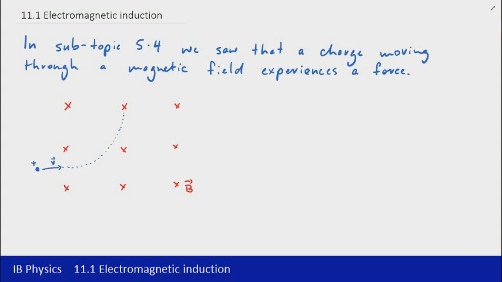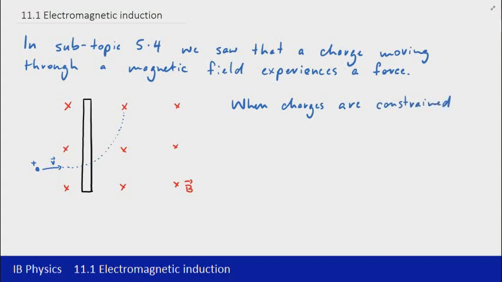So that's what happens with a single charge, but let's imagine that instead we're going to have a conductor. By a conductor I mean just a metal rod of some description. And in that metal rod we're going to have charges that are constrained, so they can't move anywhere, they can only move along the rod itself. So when charges are constrained, what we're going to see is movement of those charges along the conductor as the conductor moves through.